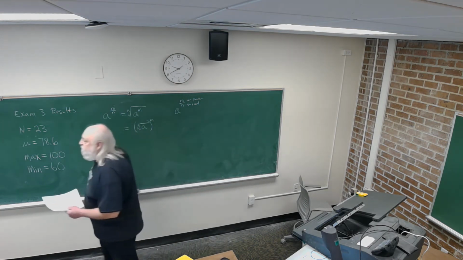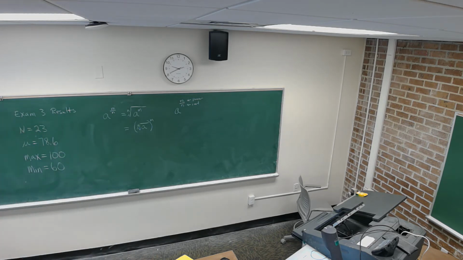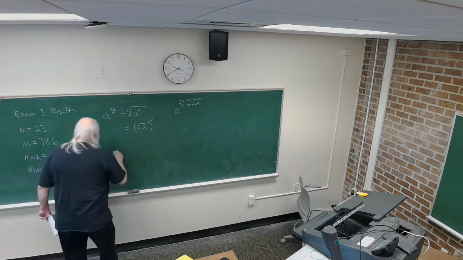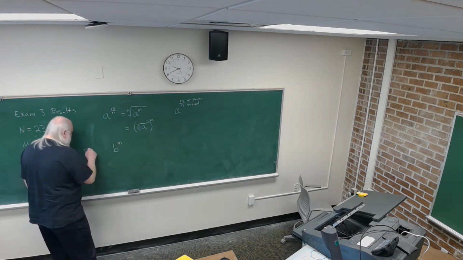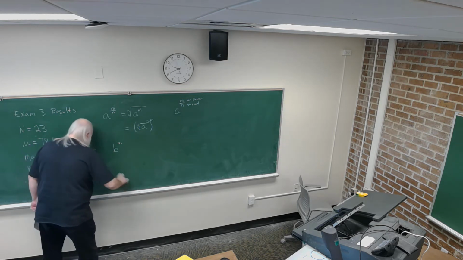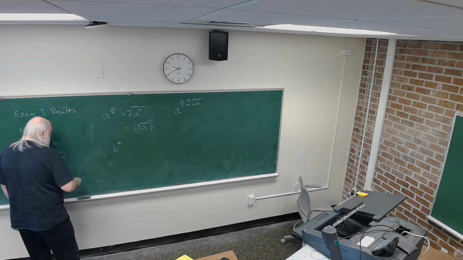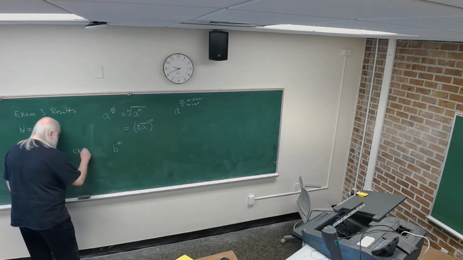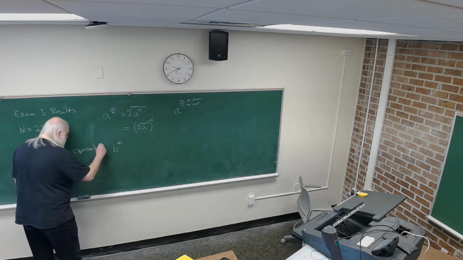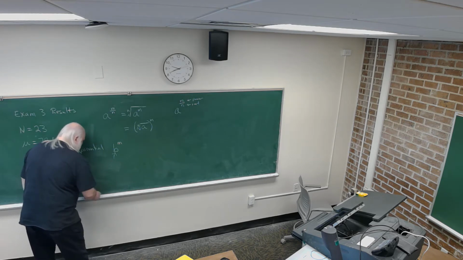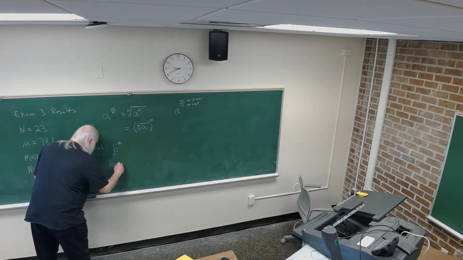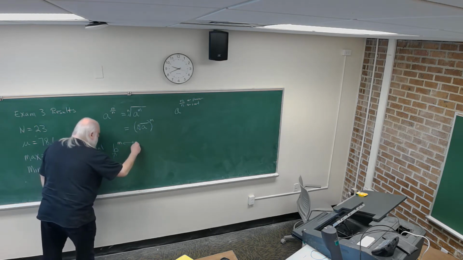So the rules or properties of exponents. If I have b raised to the mth power, this is called an exponential. b is the base of the exponential, and m is the exponent of the exponential.